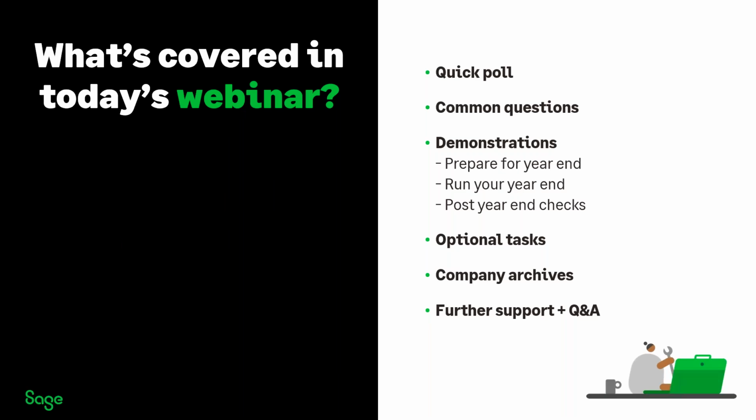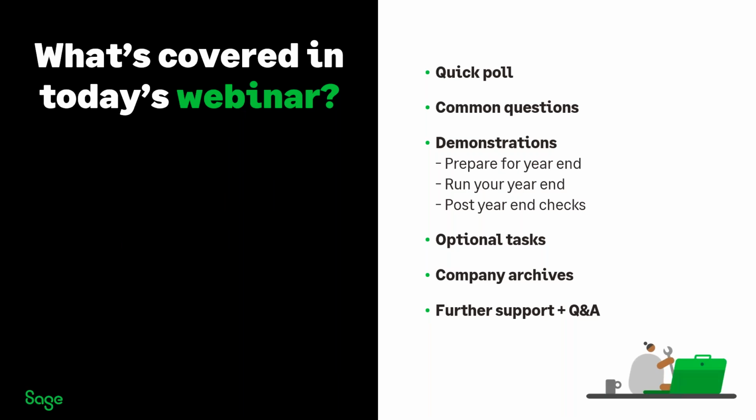We're then going to be running through some demonstrations, so talking a little bit about preparing for year end. What do you need to make sure you've done before you get to that point where you think, right, I'm going to run the year end process in Sage 50? We'll be looking at the process itself, explain the options as we go. And then we'll also pick up on some of those post year end checks. How can you make sure that the year end's gone through successfully?